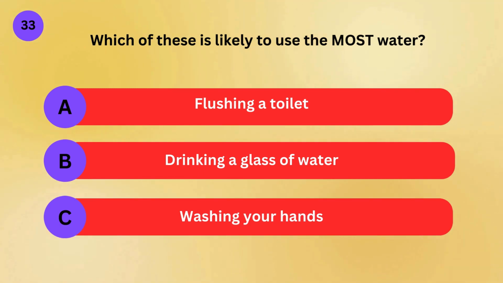Which of these is likely to use the most water? Flushing a toilet, drinking a glass of water, washing your hands.